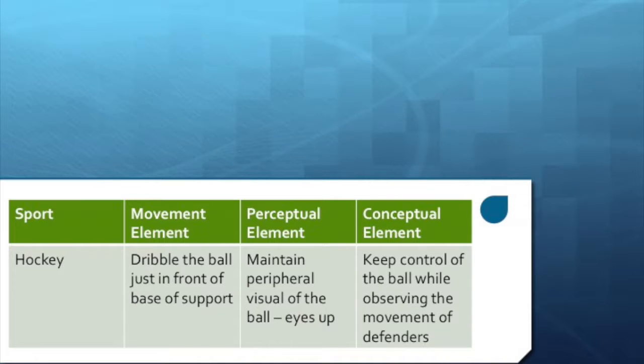By allowing Tiana to explore the constraint, she learnt that by dribbling with the ball just in front of her base of support, she has more control, and therefore the perceptual element of maintaining peripheral vision of the ball through keeping her eyes up is more attainable.